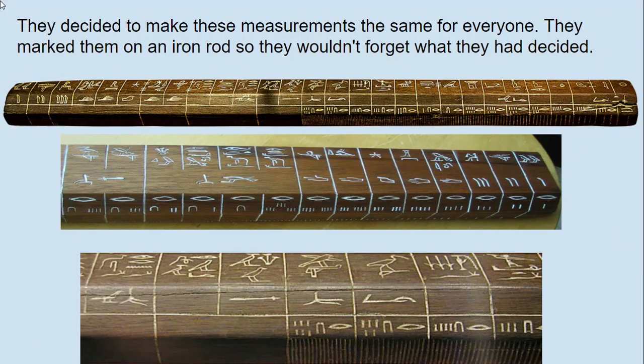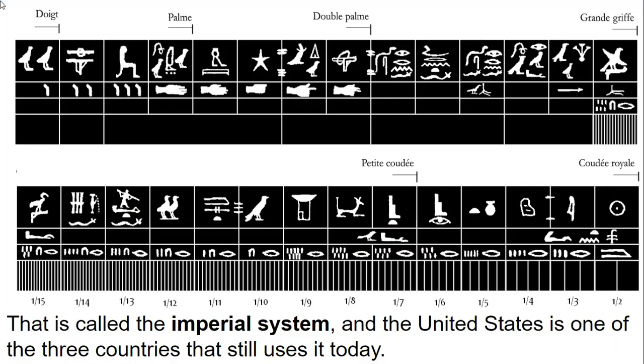They decided to make these measurements the same for everyone. So they marked them on an iron rod. You can see this in the picture. They marked them on the iron rod so that they wouldn't forget what they had decided. On the scale, you can see the readings or marks. This is called the imperial system, and the United States is one of the 3 countries that still uses it today. What is the metric system?